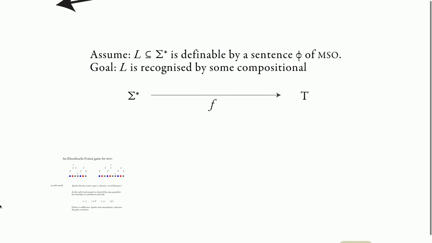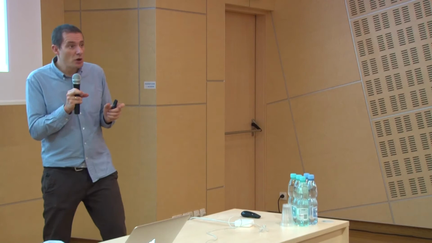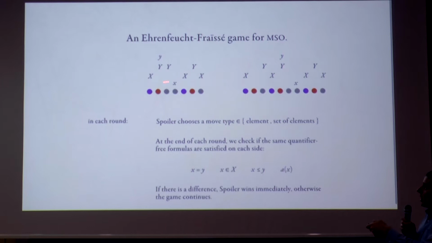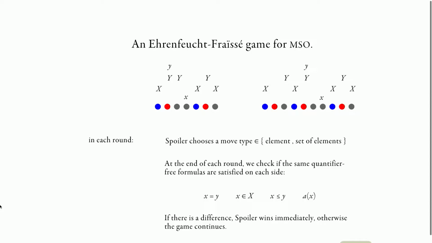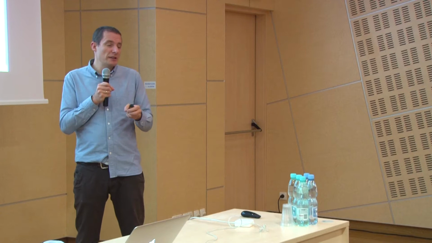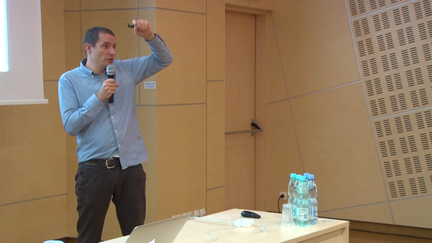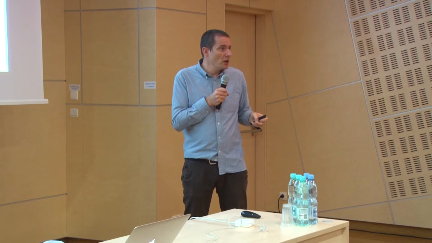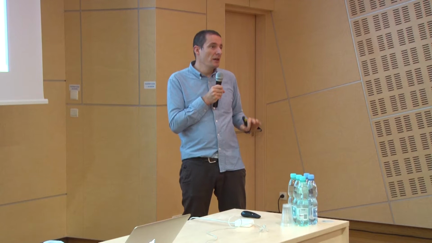The main result is that it characterizes MSO in the following sense: duplicator wins the five-round game on this pair of words if and only if the two words satisfy the same MSO formulas of quantifier rank 5. Quantifier rank is: you look at the parse tree of a formula and you count the number of quantifiers on each path. You can prove this, it's not so difficult to see. So winning the k-round game means satisfying the same quantifier rank k formulas.